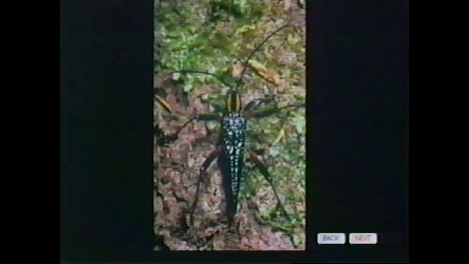This one here is called the longhorn beetle, and you can see it's got beautiful patterns on the wings and on the thorax, very long antenna. Here's another shot of another longhorn beetle, and you can see that it's got this very long antenna, very long legs, and almost every species of tree in the native rainforest has a different beetle species that is associated with the tree species.